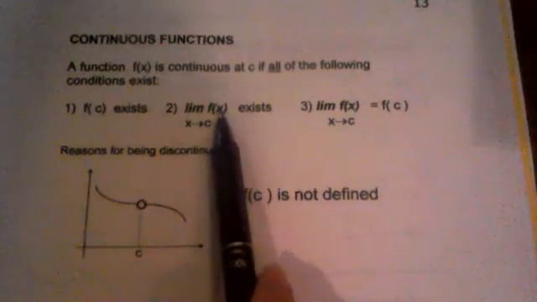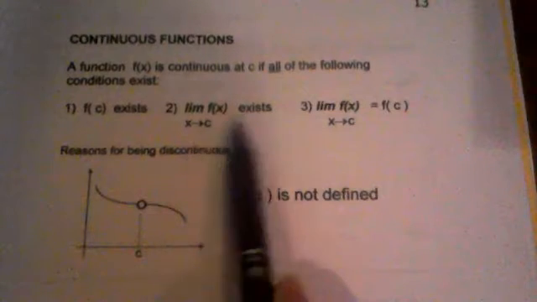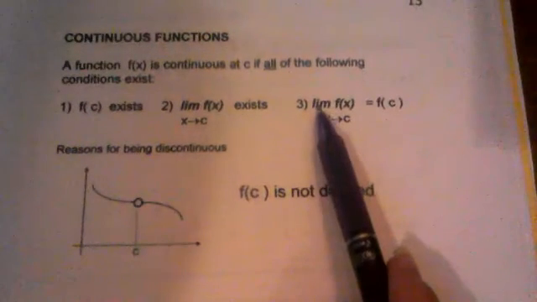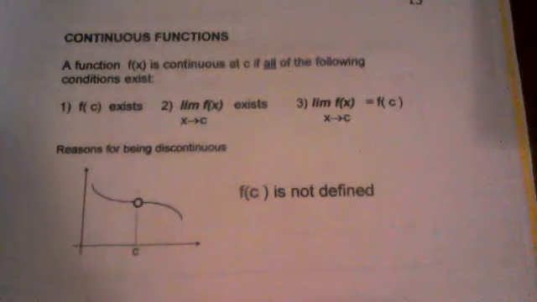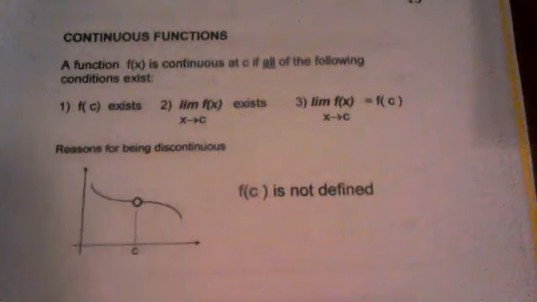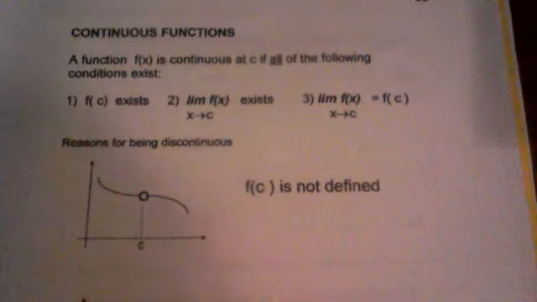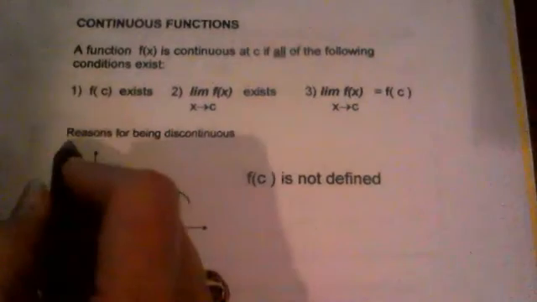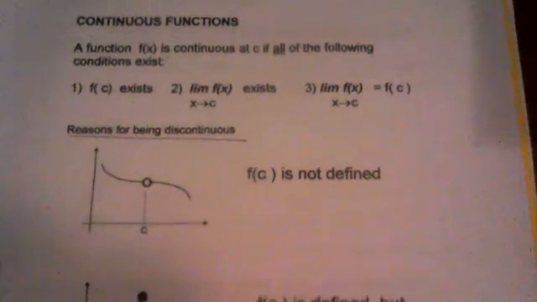Secondly, the limit as x approaches that value of c exists. And then thirdly, the limit and the value have to be the same thing. They have to be equal to each other. So let's look at what that would look like in a graph or in a picture, and I think it'll become more clear. These are all reasons for discontinuity, things that are not continuous.